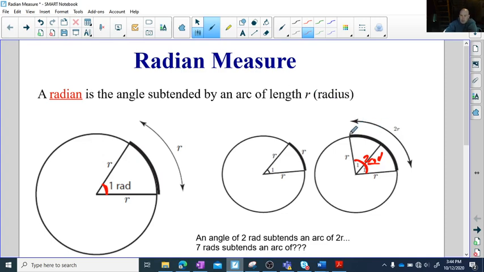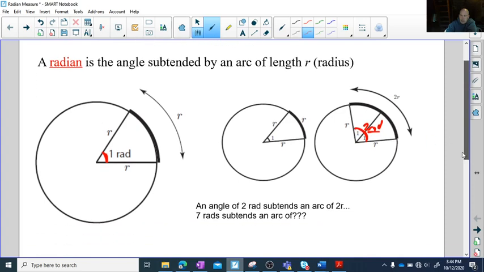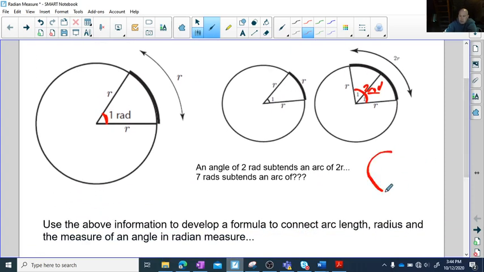And 2 radians would mean that the arc on the outside is equal to 2 times the measurement of your radius. So for example, if I had a circle like this that had, let's say, a radius of 3, and I drew this out here, and I told you that this arc on the outside was 15, and I said, what angle's that? Well, if the arc was double the radius, the angle was 2 radians.